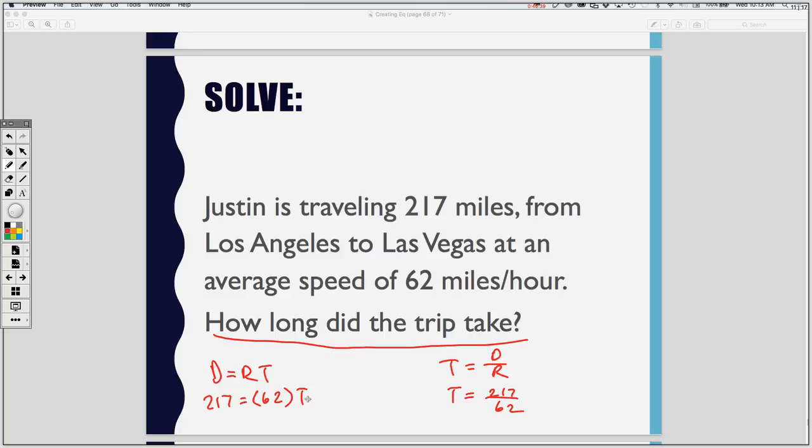Divide. So what am I going to divide by on both sides? 62. So this becomes t equals 217 over 62. The difference is that you're not memorizing 3 different equations. You just start with one, and you move the numbers around. If you memorized it, you'd know right away it's division. So it's up to you which one you want.